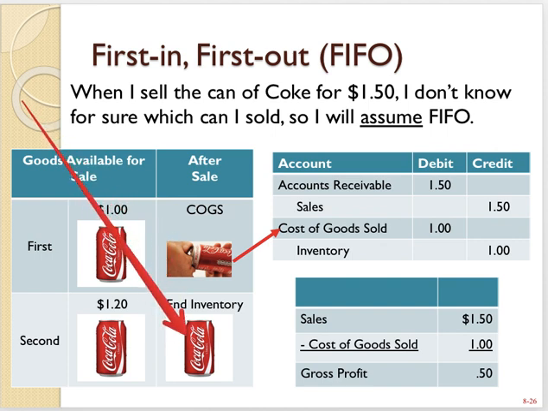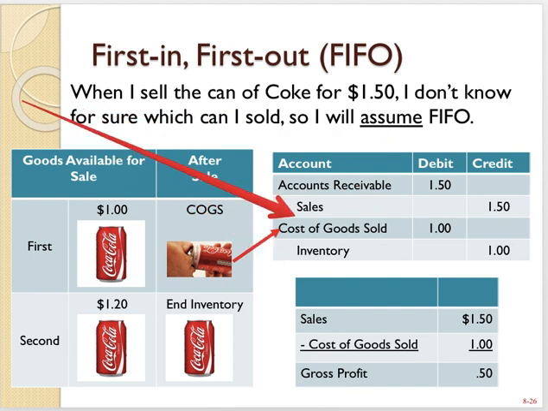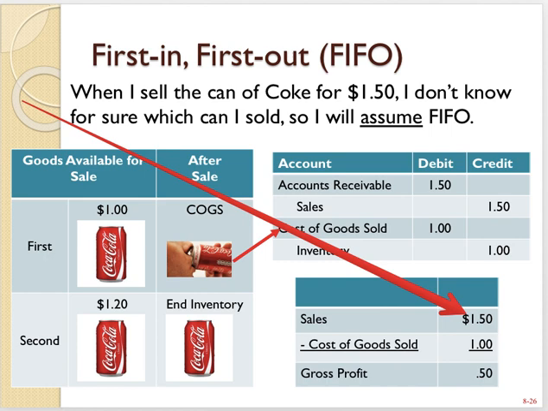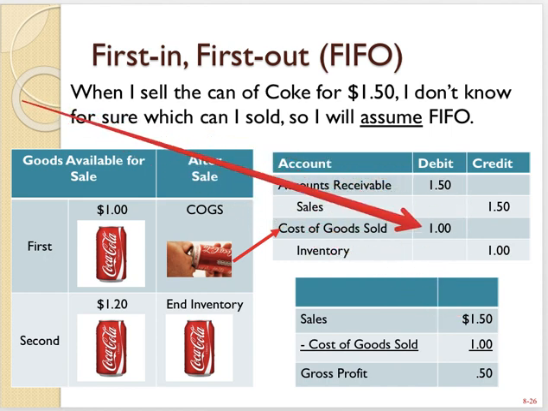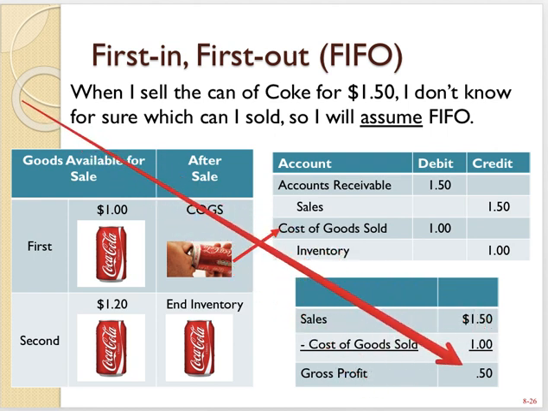Now we need to figure out, well, which one is which? Well, we're going to assume the dollar is the one that was sold and the $1.20 is the one that remains under this FIFO assumption. And now you see when we calculate gross profit, our gross profit is different, right? Our sales was still the same, still the $1.50 here, but now because our cost of goods sold changed to $1, cost of goods sold is $1 here. Now in this case, our gross profit is 50 cents.